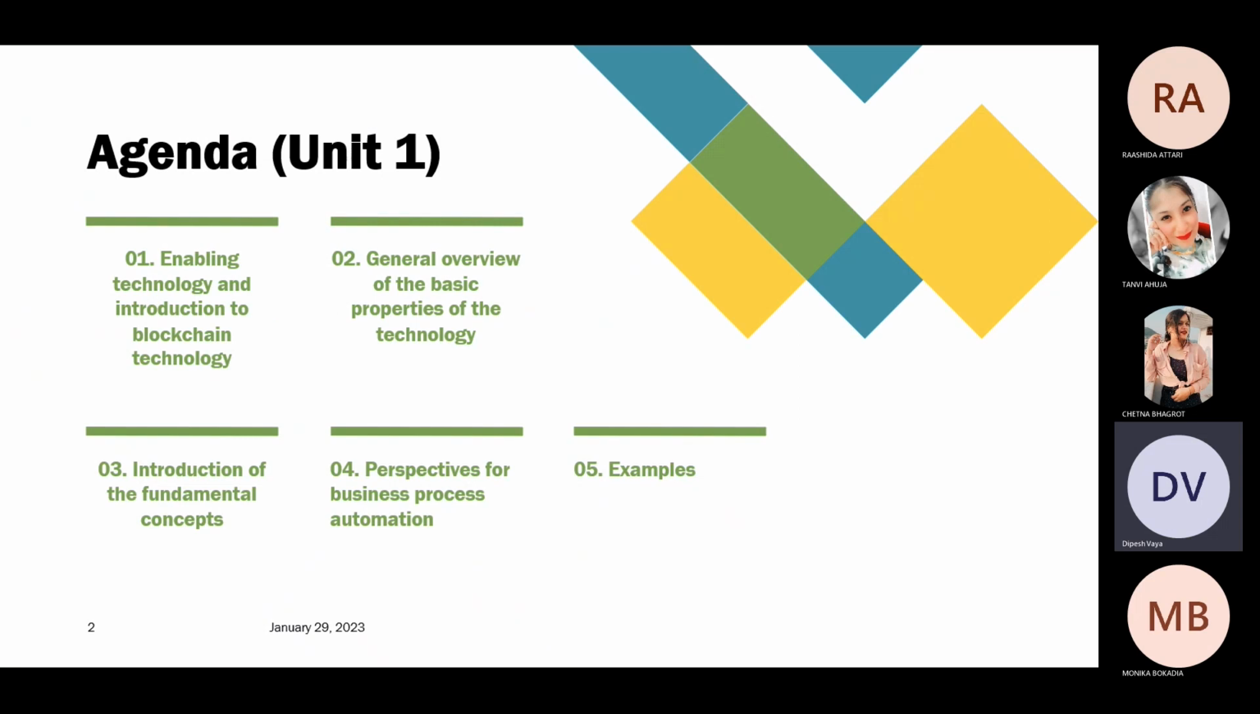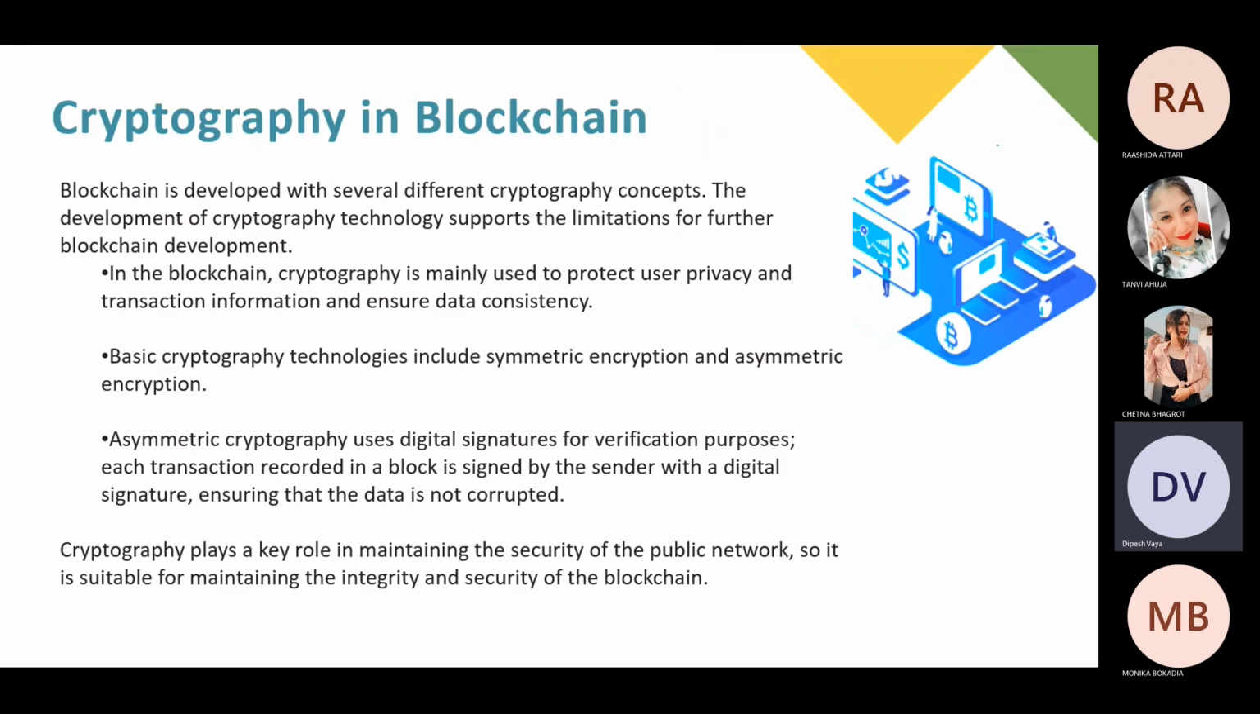First, we will talk about enabling technology. Basically, blockchain is a combination of multiple technologies, so we will discuss that first. Then we will go for a general overview of the properties of the technology, that is blockchain, and then some fundamental concepts. Then we will discuss business process automation, and we will have some examples in this particular part of unit one.